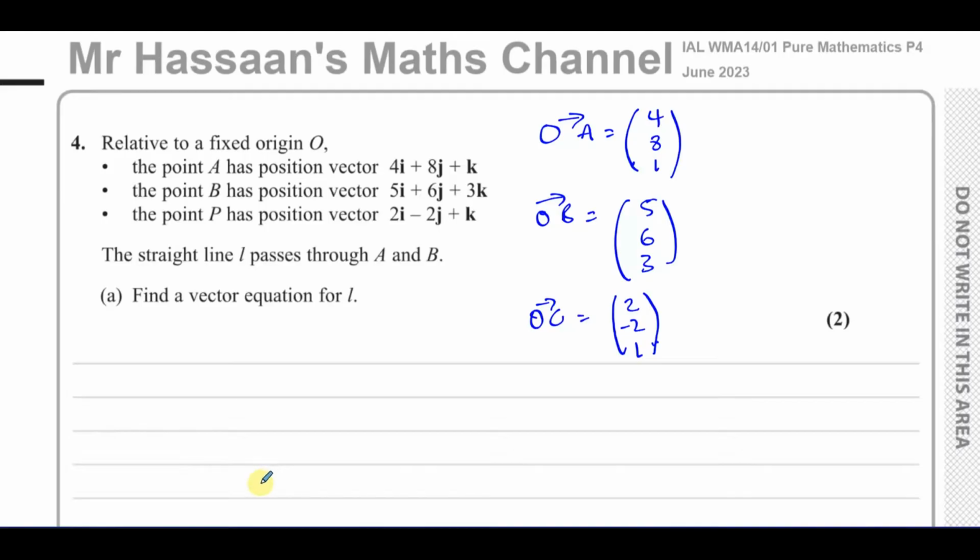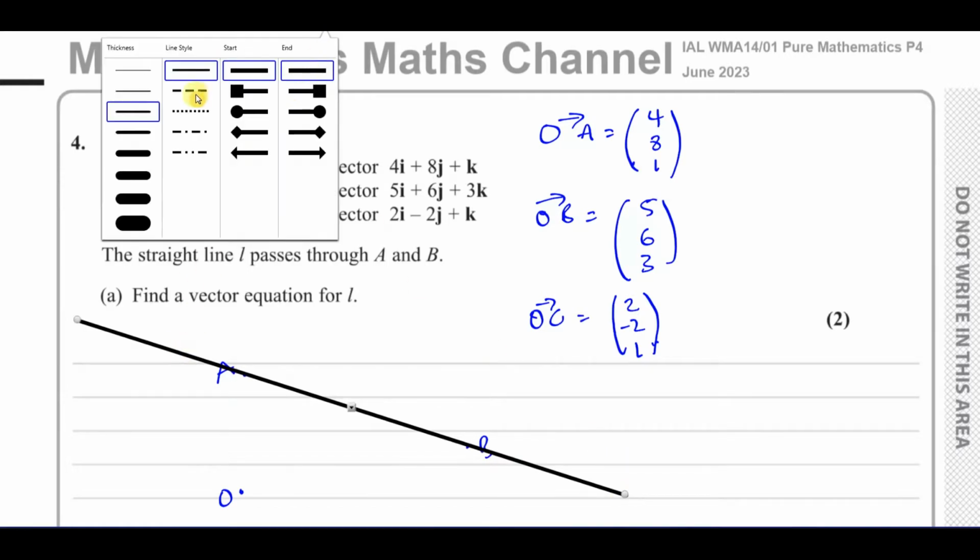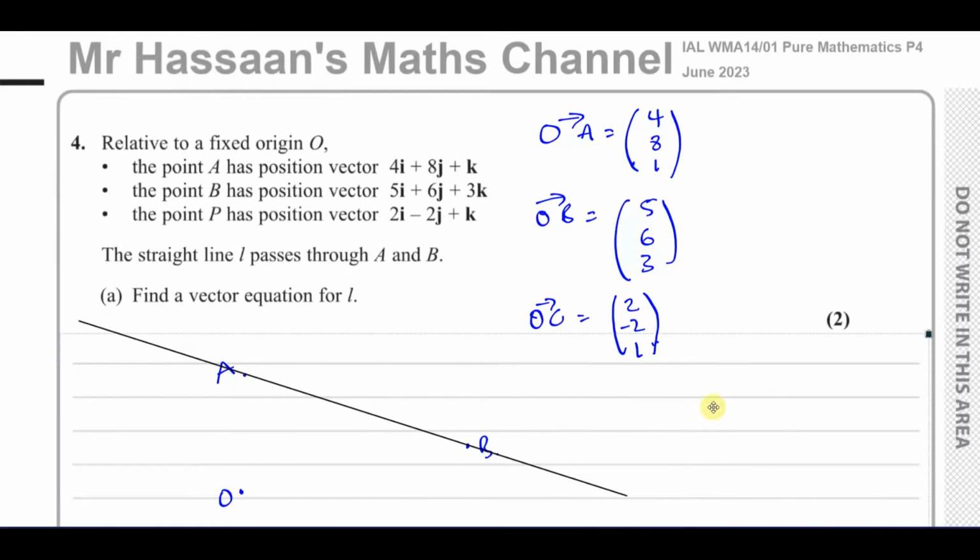So we know that the straight line passes through A and B. Let's say this is the point O, this is the point A, and this is the point B. Now there's a line that passes through A and B. Let me make that a bit thinner. So there's a line that passes through the points A and B. This is the line L.